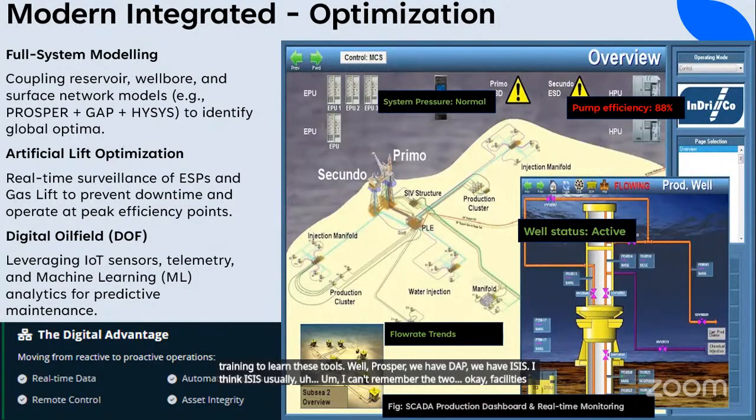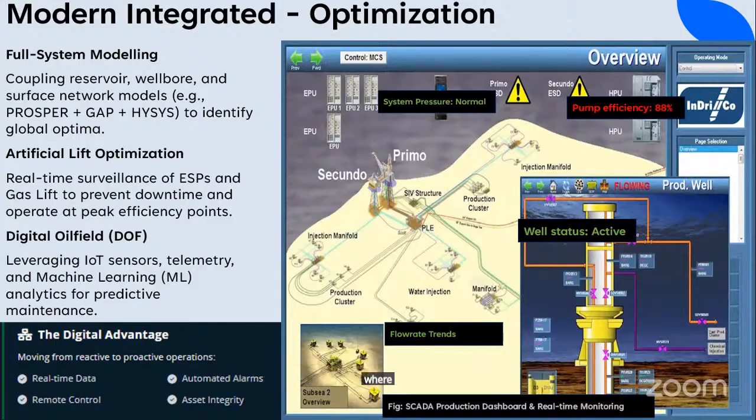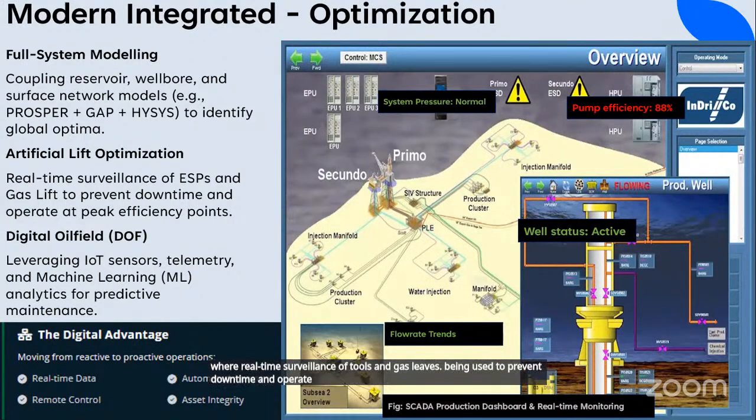When we talk about ICES, ICES models our facility and tries to simulate facilities. Then there's PipeSim, which talks about pipeline hydraulics. These are some tools that are out there. Prosper nodal analysis is used to model our wells. Then GAP is more of a network optimization tool. Then we have artificial lift optimization, where real-time surveillance of our tools and gas lifts are being used to prevent downtime and operate at peak efficiency. So these are ways we optimize production.